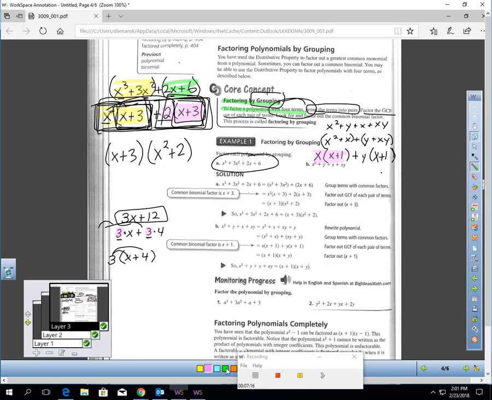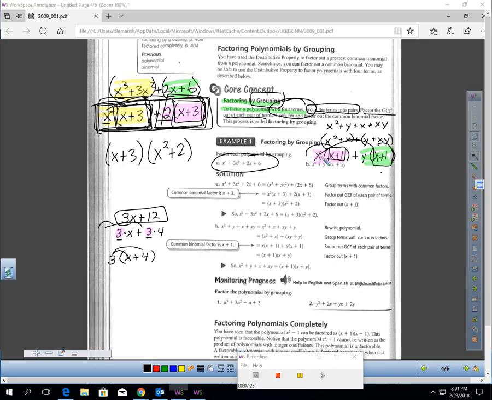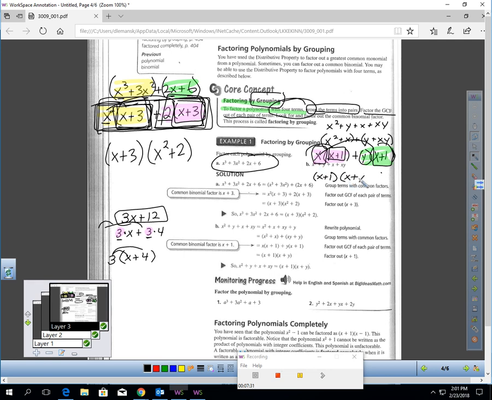Okay, there's 2 different things being added together. Do you notice how both of these have an x plus 1 in them? I can take the x plus 1 and pull it out, and I'm left with x plus y. I just factored it, just like you see here. Okay? So that's how you factor by grouping.